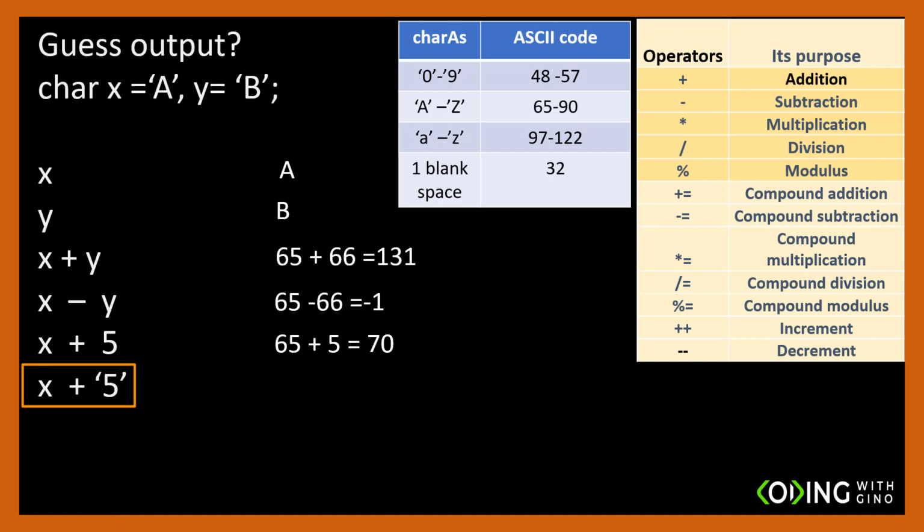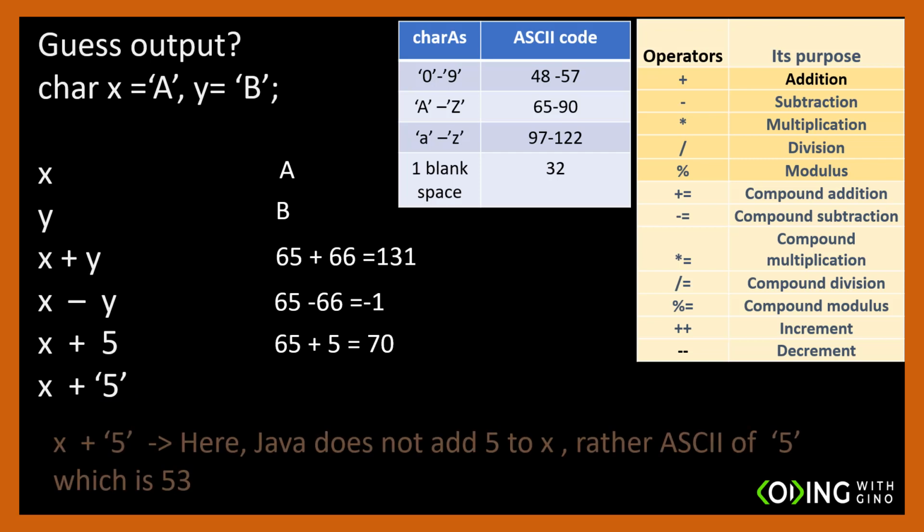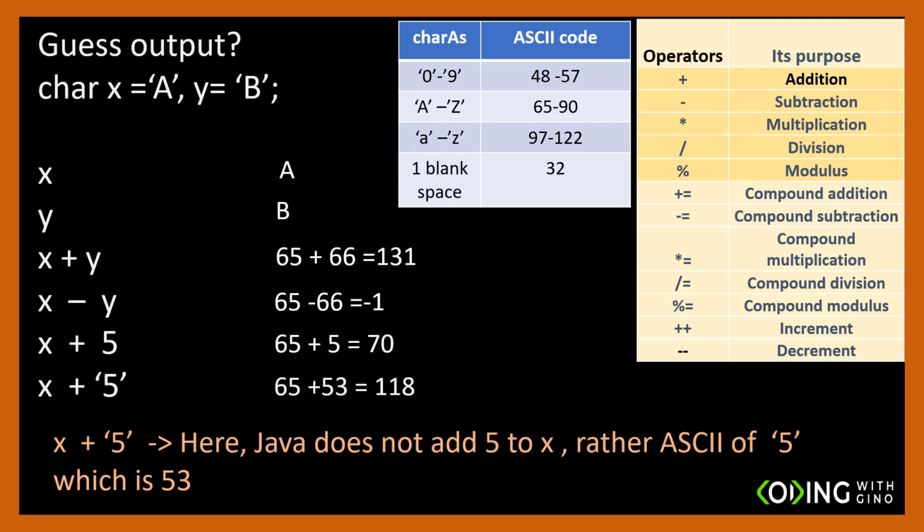Next, x plus 5 again, but this time 5 is within single quotes. Here, 5 is thus not a number, but a character. This is again an example of adding a character with another character, similar to x plus y. When we try to add two characters, Java adds their ASCII code values. ASCII of 0 is 48. If you count up to 5, ASCII of 5 comes to 53. So Java will not add 5 to x. It will add ASCII of 5, which is 53, with ASCII of capital A, which is 65. Hence, we get 65 plus 53 equals 118.